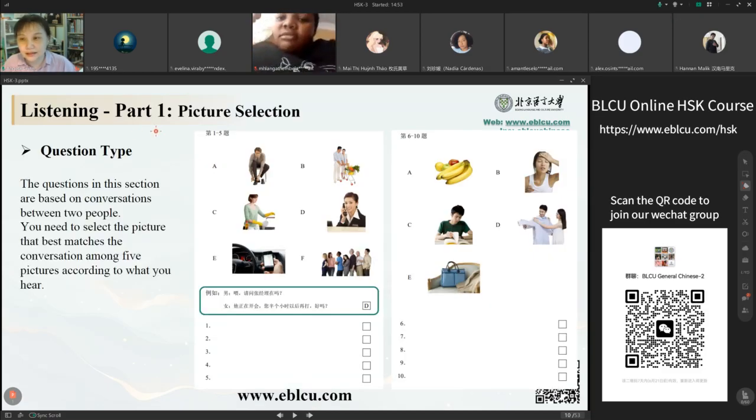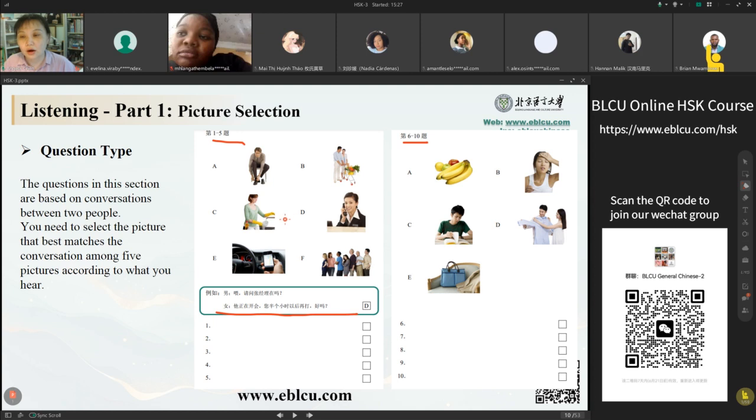That is listen and select the corresponding picture. So here goes an example of the test paper. Altogether there are 10 questions, 10 pictures, actually 11 pictures with one more for the example. They will read a conversation in the recording, and you need to find the correct picture from the choices according to the recording. The recording will play twice for each question.